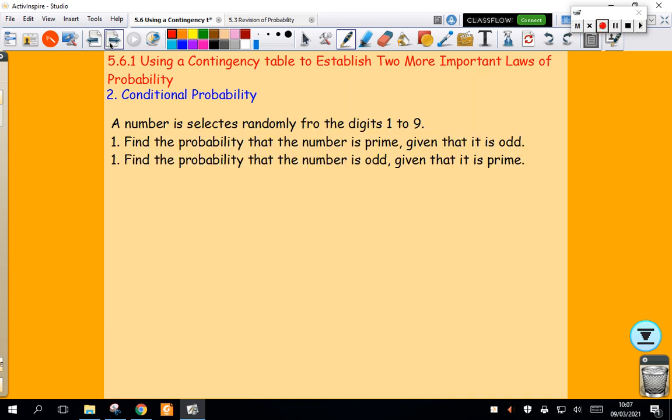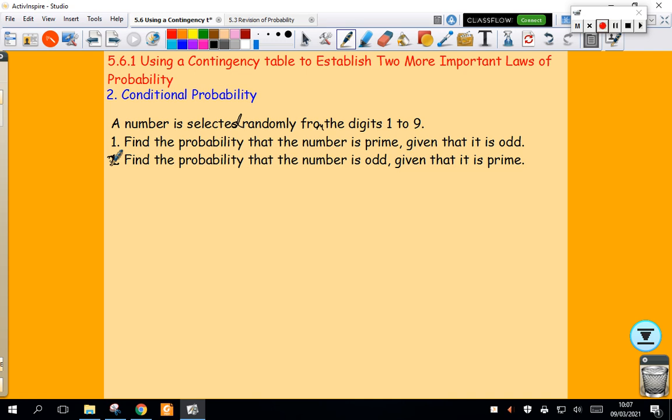Let's look at that in action. Suppose a number is selected, there's a typo in there, a number is selected randomly from the digits 1 to 9. Find the probability that the number is prime given that it's odd. And then the second part says find the probability that the number is odd given that it is prime.